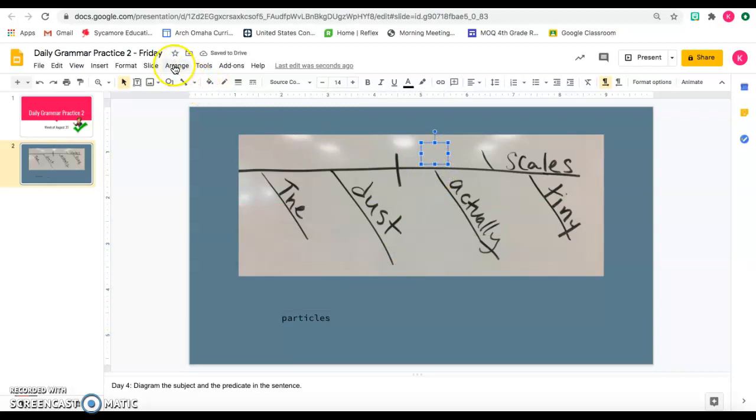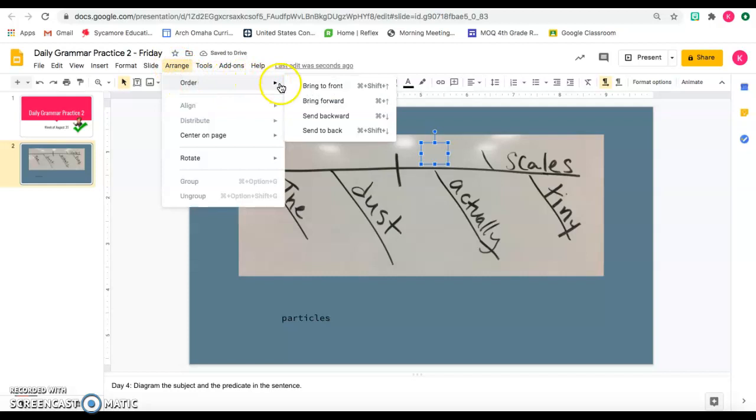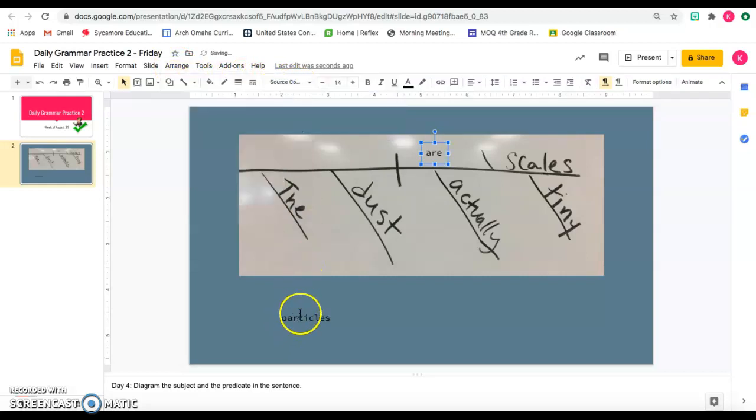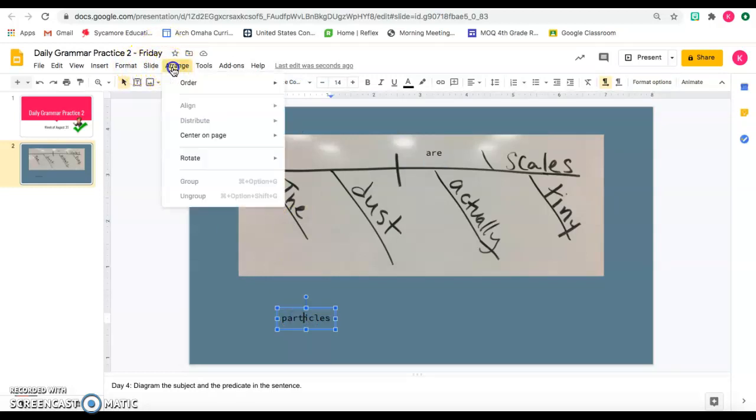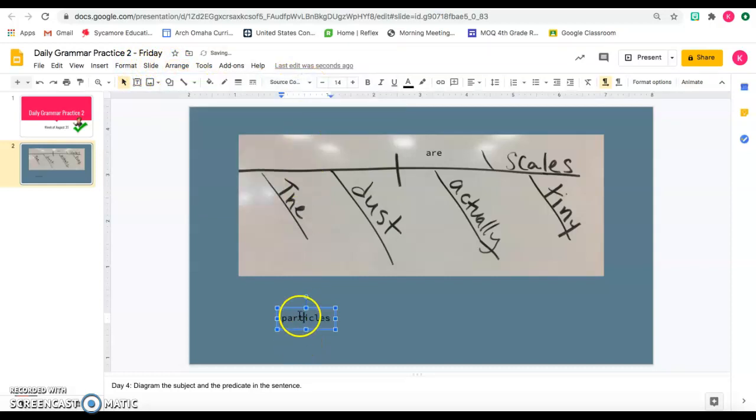Ooh, good thing I'm doing this now. We're going to bring it to the front. There we go. Okay, so that'll be fixed when you guys go in and do this. And we'll do the same thing here. Arrange, oops, bring this to the front. So when I pull it up, it'll be on top of the diagrammed handwriting.